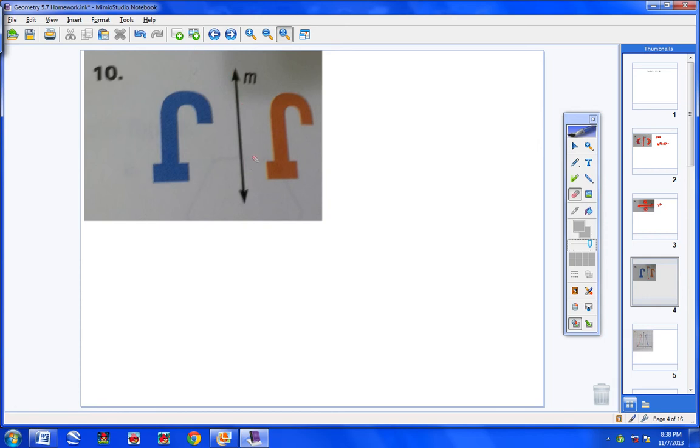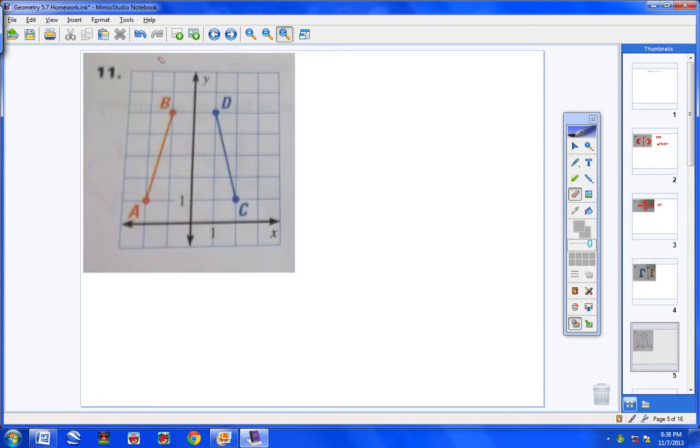Okay, pretty easy stuff. I don't think it's that hard. It's just kind of looking and trying to figure things out. All right, numbers 11, 12, and 13 all have the same directions: tell whether the grid shows a reflection in the x-axis or in the y-axis or neither. Okay, well here we go. Let's take a look at number 11.